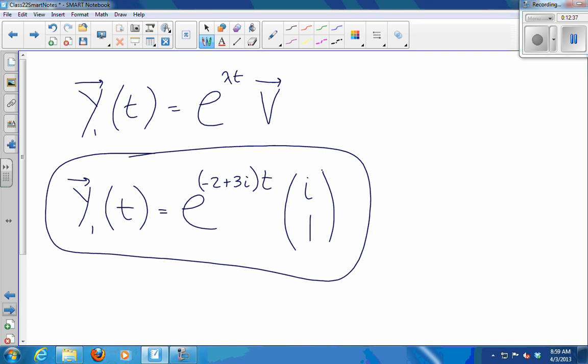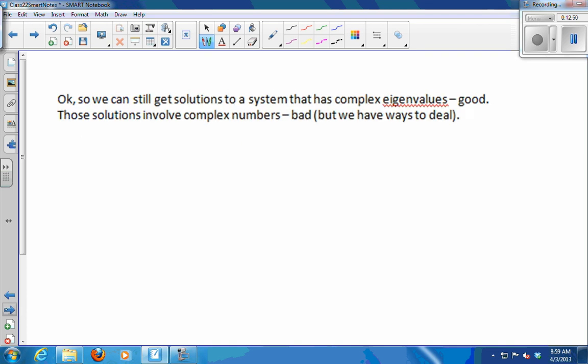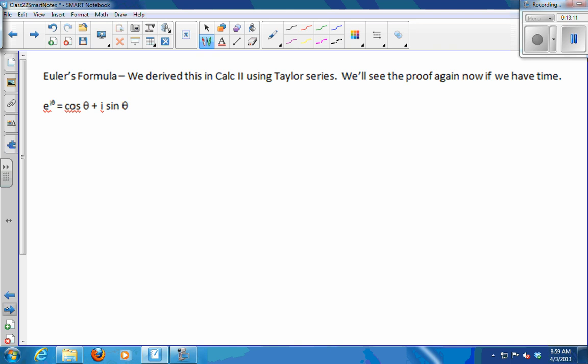So we have good news and bad news, right? The good news is we can still do it. We could check that this is a solution by differentiating, making sure both sides of the equation are equal. It will be. It works. The bad news is that the solution involves complex numbers, okay? Which is not so bad. We have ways of dealing with complex numbers. Yep, we're headed there. So we can still get solutions, but they have complex numbers in them.